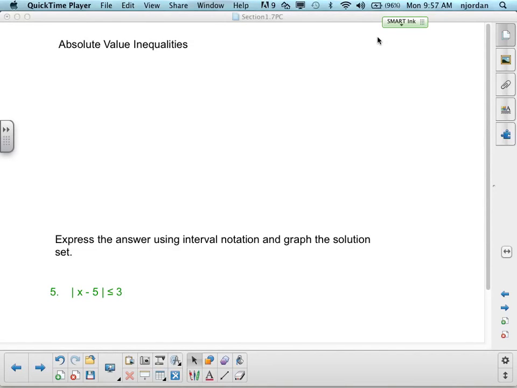Okay, back for part 2. This should only take about 10 minutes for absolute value inequalities.